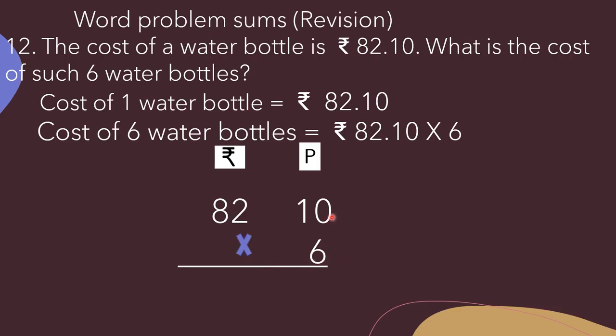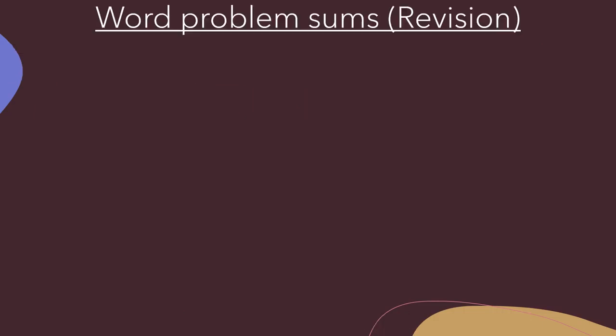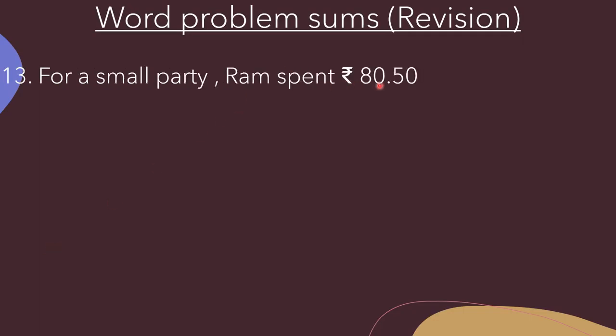So 6 multiplied by 0 is equal to 0. 6 ones are 6. 6 multiplied by 2, that is equal to 12. So here we will write 2 and 1 will be carry over. Now 6 8s are 48. 48 plus 1, 49. So here we will write 49. So what is the answer? That is 492 rupees 60 paise. So we will write the answer. The cost of 6 water bottles is rupees 492.60.